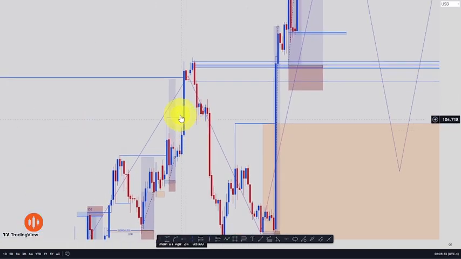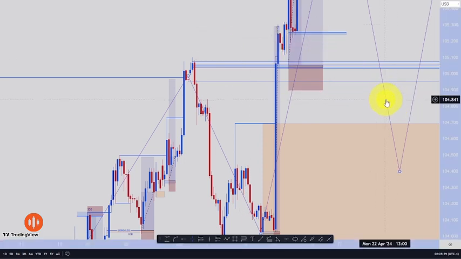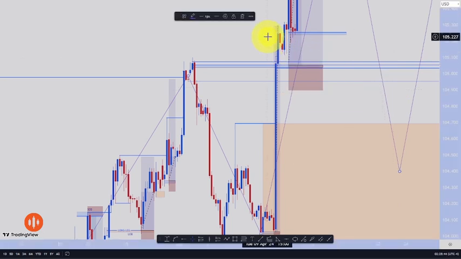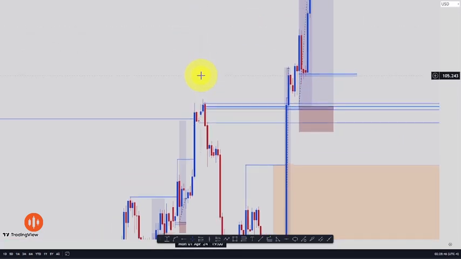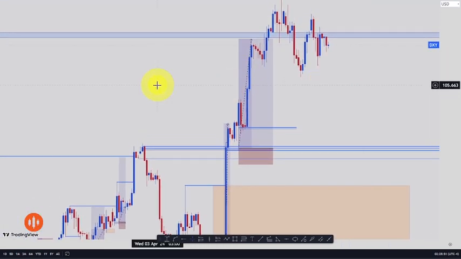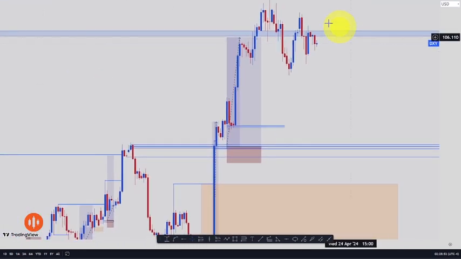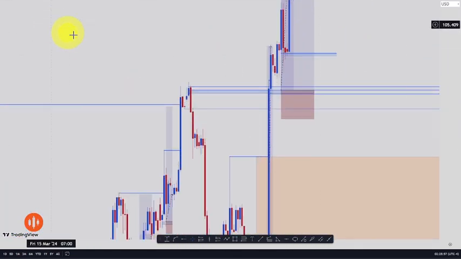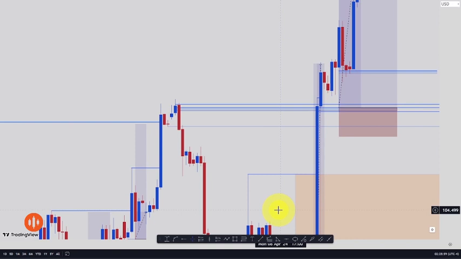Let me delete this. Sorry. So now here, as you can see, DXY is showing a structure like it's going to drop down, and the last movement, let's see, take a deep look at this point here.